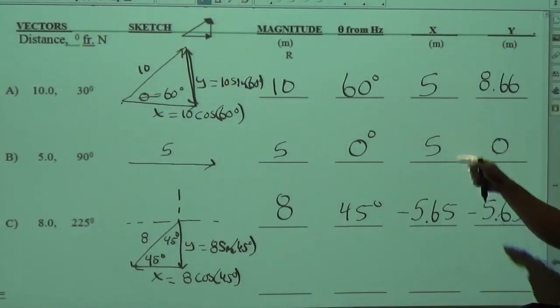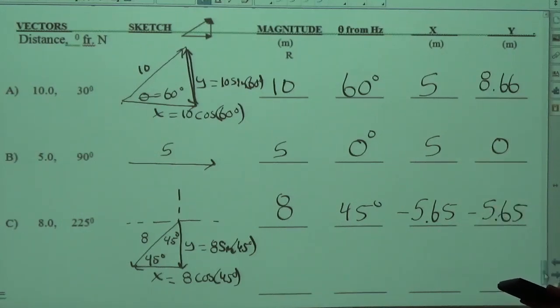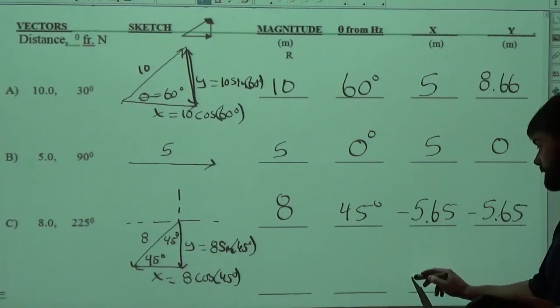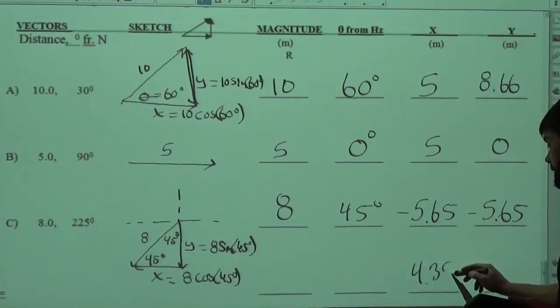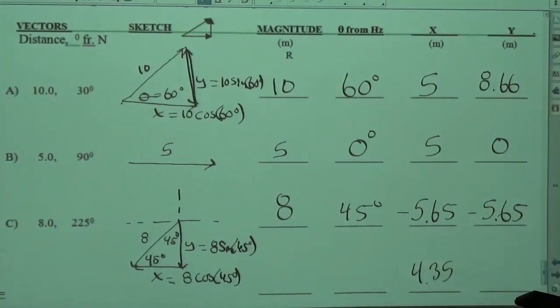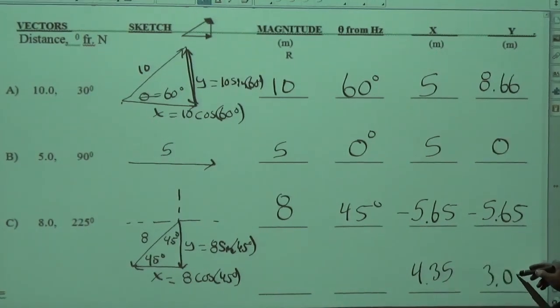So I have 5 plus 5, which is 10, and then if I subtract the 5.65 from the 10, this leaves me with a positive 4.35 for our x component. And then our y component, we have that 8.66 that we started with. Add 0 and subtract 5.65, and that gives me a positive 3.01.